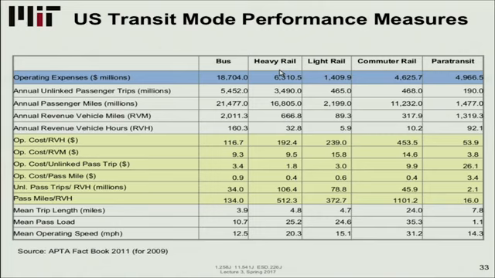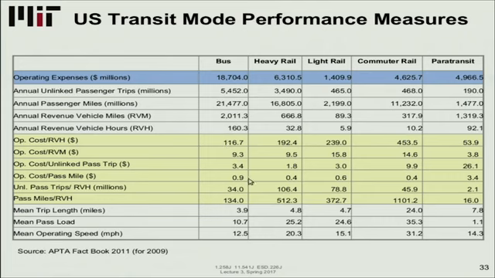How many trips are served? So bus also provides more than heavy rail because there are more bus systems all over the U.S. Heavy rail, but you can see if you compare the operating expenses with annual unlinked passenger trips, that it's more efficient per passenger, right? And then light rail and commuter rail and paratransit are much smaller contributors to this.